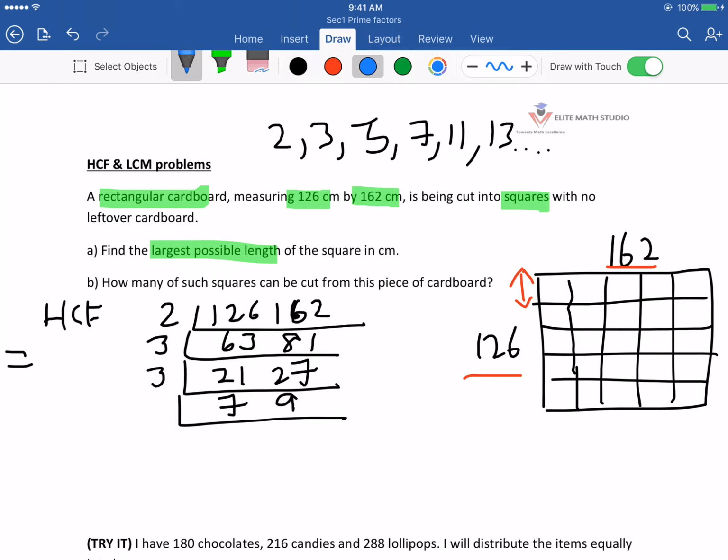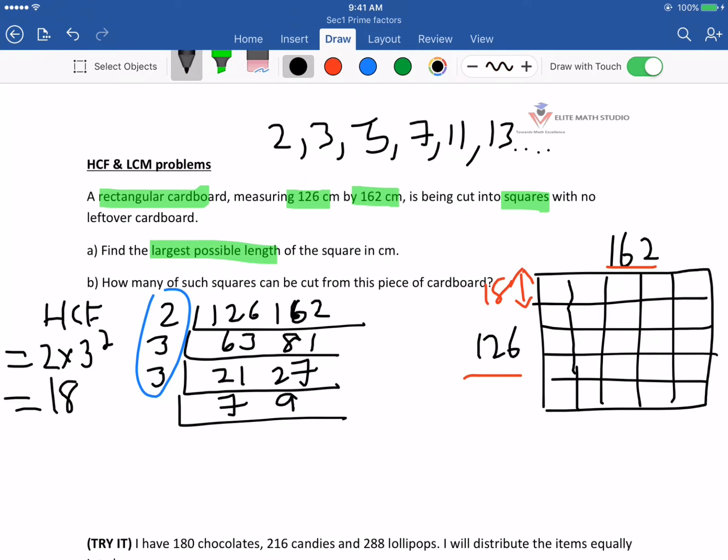The HCF will be this one, which is equals to 2 times 3 square, which is equals to 18. Okay, next one. So we know the largest possible length, this one is actually 18, so write 18 here. The question is how many subsquares can we cut out from this? So what's the next step?